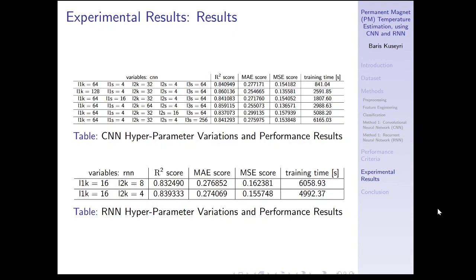Here are the experimental results. As can be seen, the R-square score for each network are very similar to each other. On the other hand, the training time of each network is significantly different. As can be seen in the first row of this table, the base convolutional neural network is significantly below the training time for the other networks.